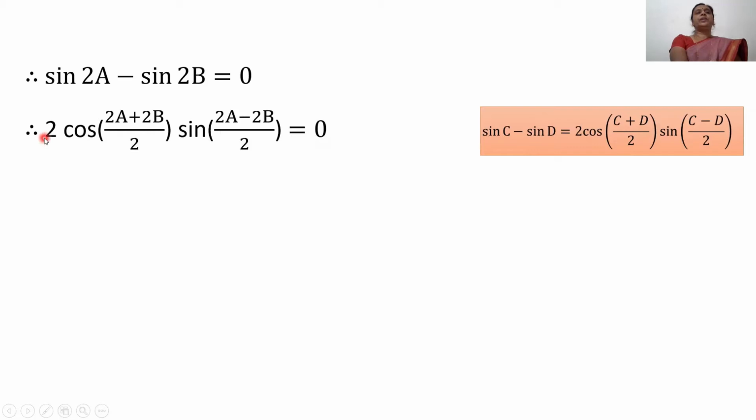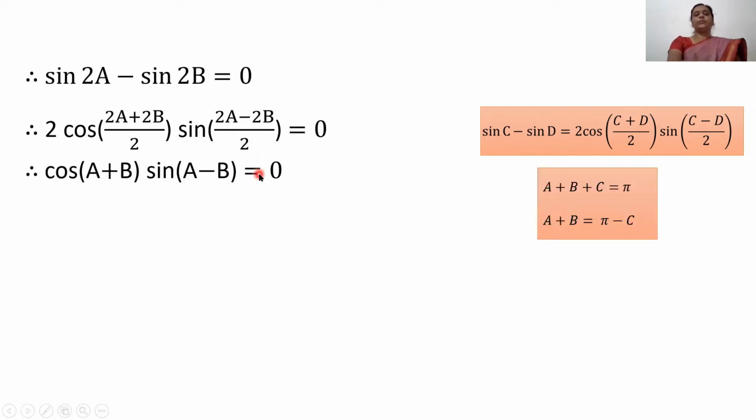In the next step, you take this 2 to the right hand side. 0 divided by 2 will be 0. And here in the bracket, in the numerator, you take 2 common and that 2 will get cancelled with the 2 in the denominator. Similarly here from the numerator you take 2 common and that 2 will get cancelled with these 2. And what remains? cos (A plus B) into sin (A minus B) is equal to 0.